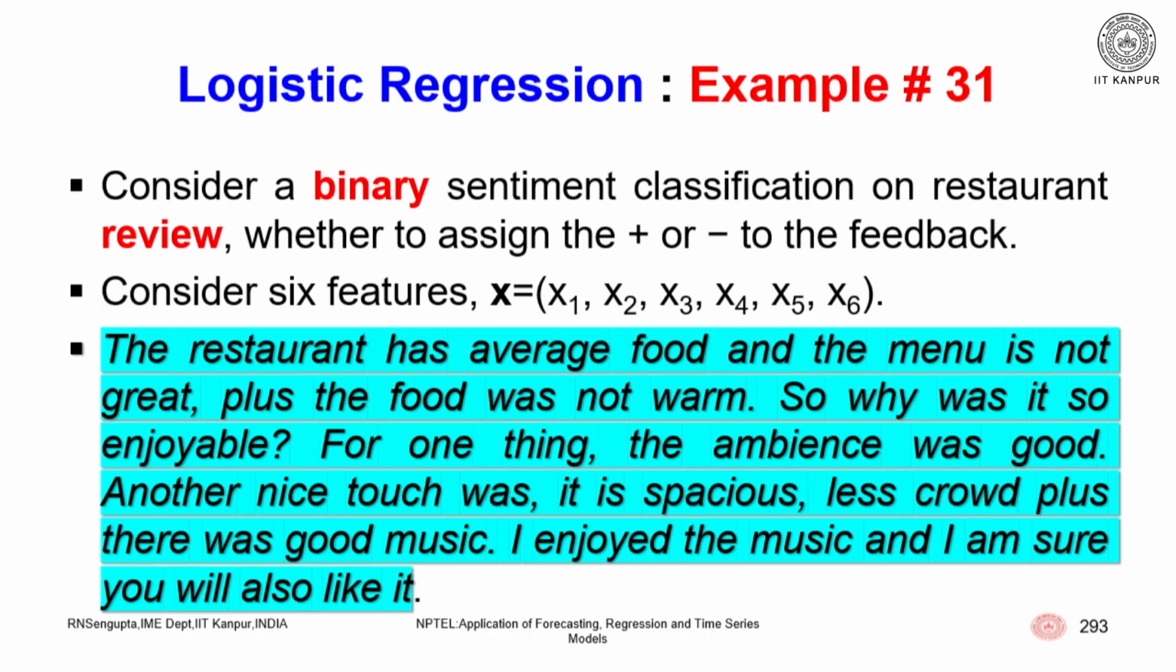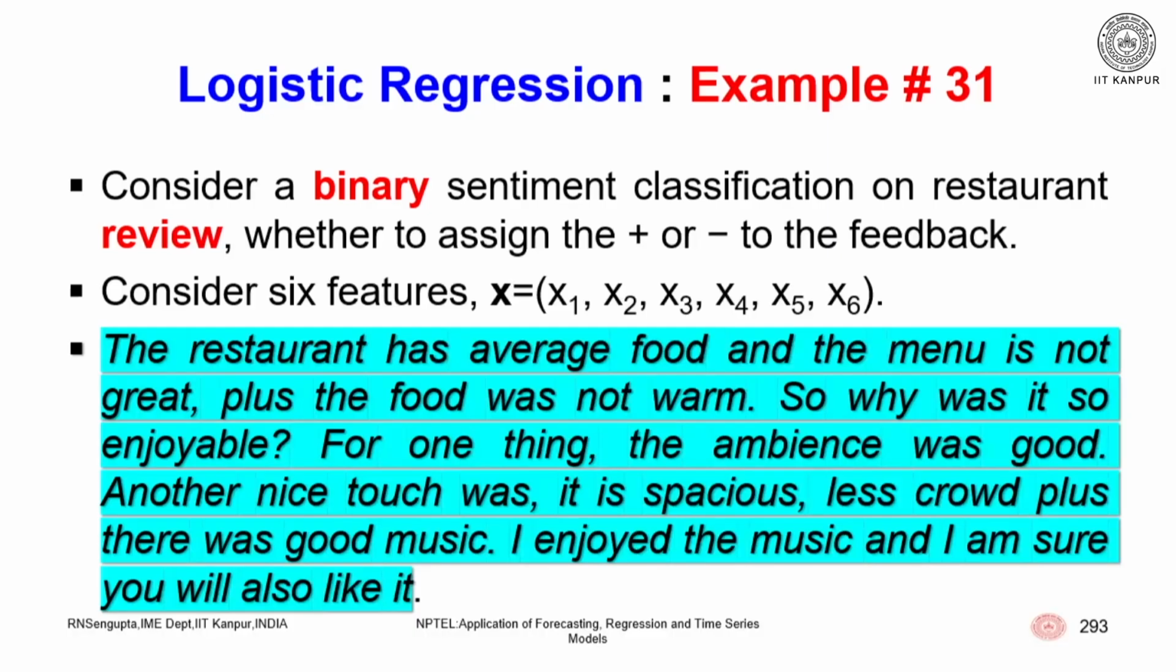Consider a binary sentiment classification on a restaurant review. Whether to assign a plus or minus to the feedback: based on that feedback, the reviewers, when they read it, will take the decision whether to visit that restaurant or not, and this is being done by an individual. Consider there are 6 features, and features can be anything. Features can be, for example, decor, food, music, cleanliness, light, comfort level, ambience, anything.